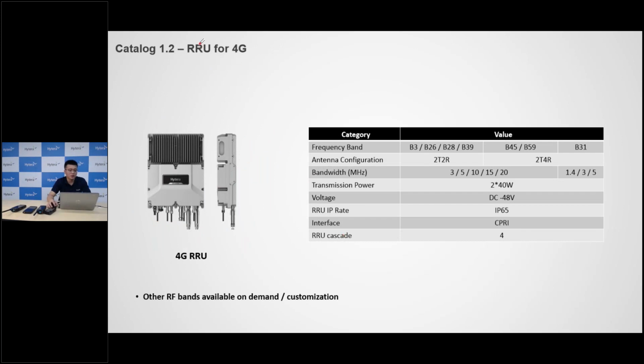This one is what we call the remote radio unit part of the LTE 4G RU. Right now, we already have different options on the frequency. We support band 3, bands 26, 28, 39, and 1.4 and 1.8 GHz, also with a special frequency spectrum, band 31, 450 megahertz, which just supports 5 megahertz bandwidth. Maybe it can be useful for NB-IoT or something.